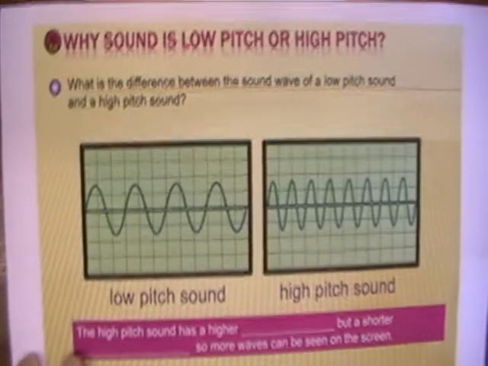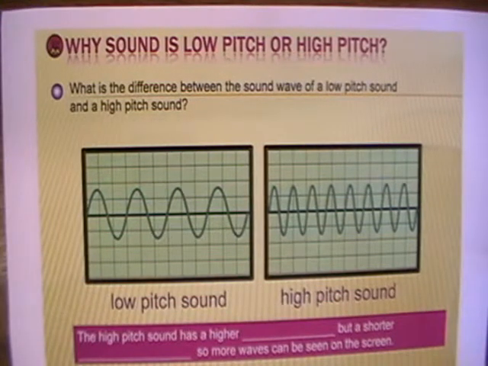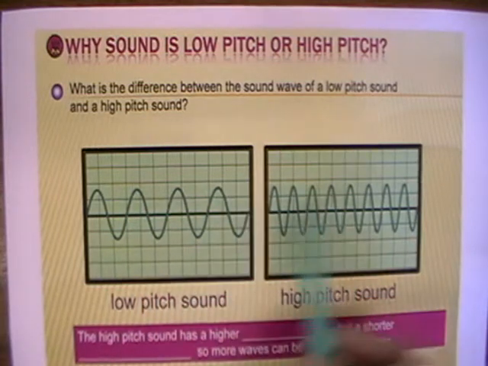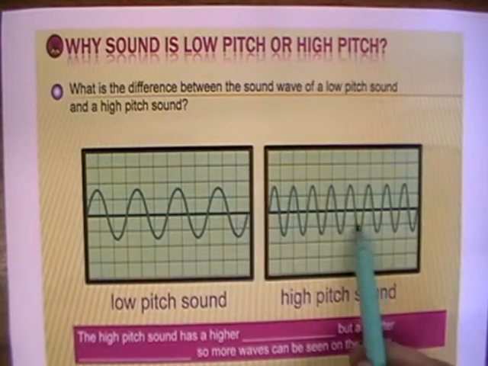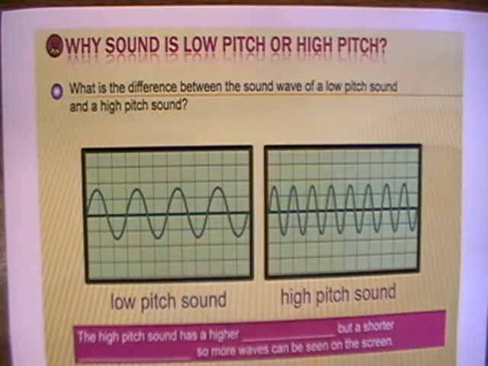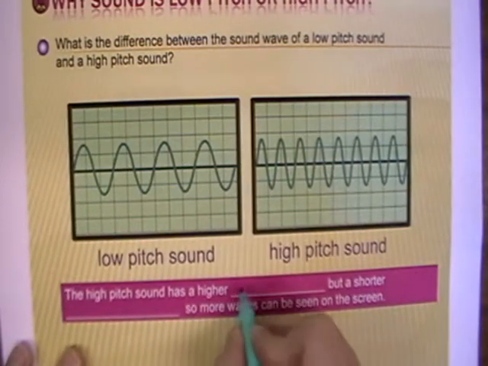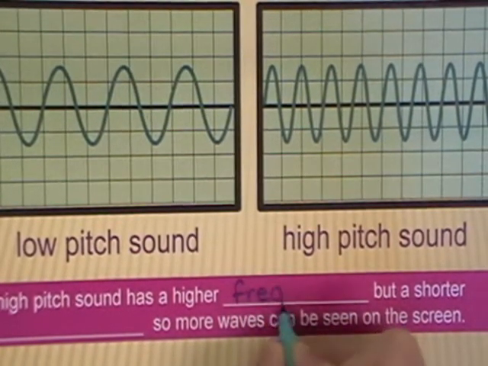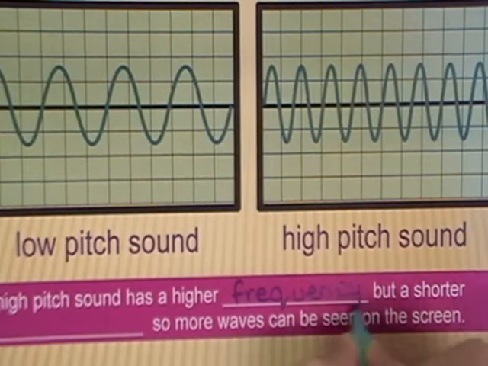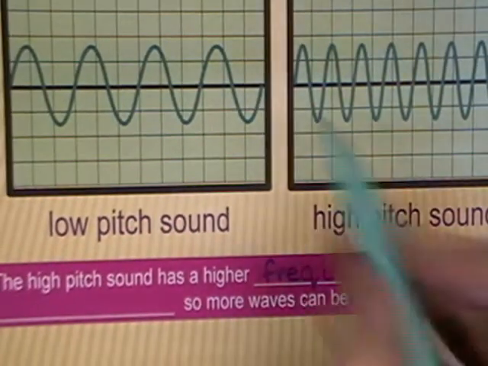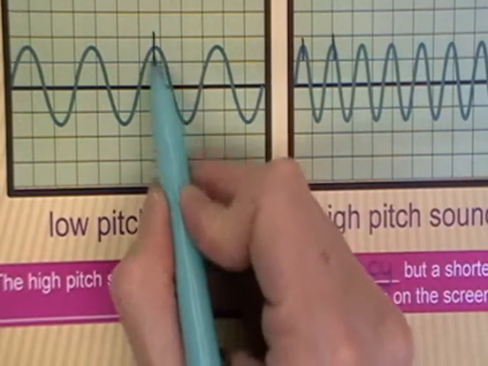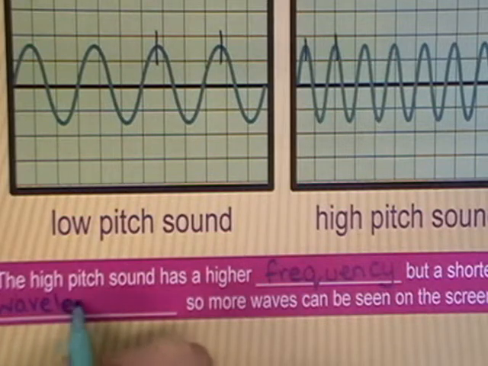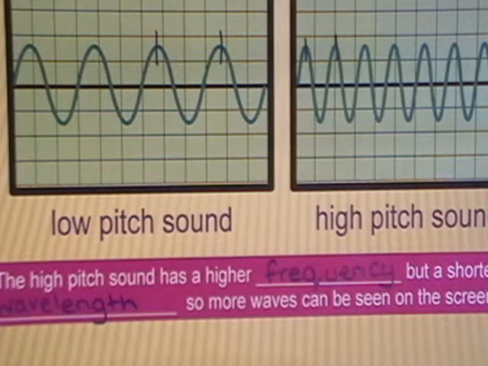What is the difference between a low-pitched sound and a high-pitched sound? There's a low-pitched sound and there's a high-pitched sound. You can see there, they're the same height this time, but there's more waves shown on the screen here than there is here. So a high-pitched sound has got a higher frequency, but it has a shorter wavelength. You can see from there to there is a wavelength compared to there to there. So it has a shorter wavelength, and if it is shorter wavelength, then you can see more waves on the screen.